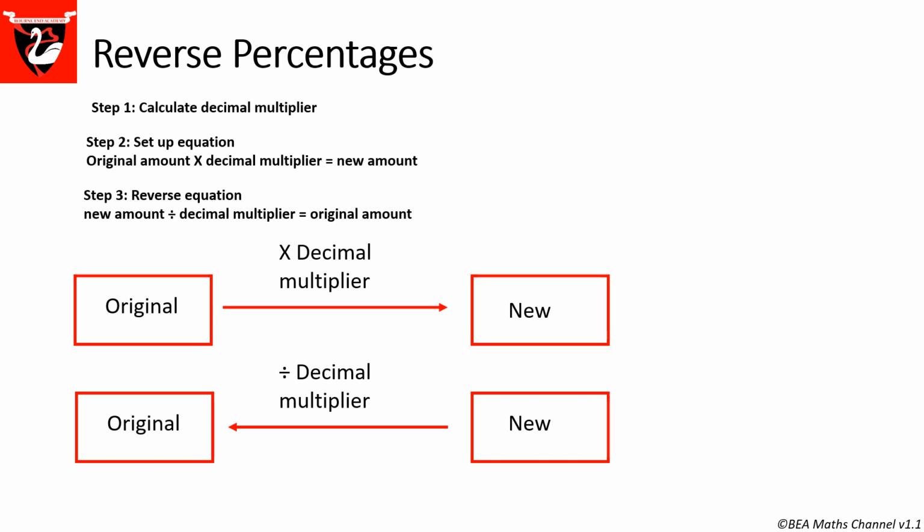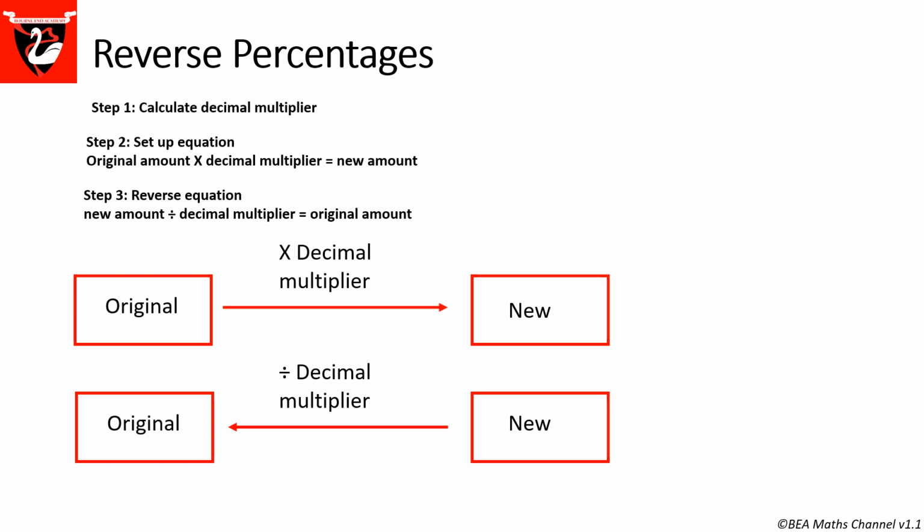Hello. Today we're going to be looking at reverse percentages, where we have to calculate the original amount following a percentage change. And there are three steps that we take to calculate the original amount. The first one is to calculate our decimal multiplier.